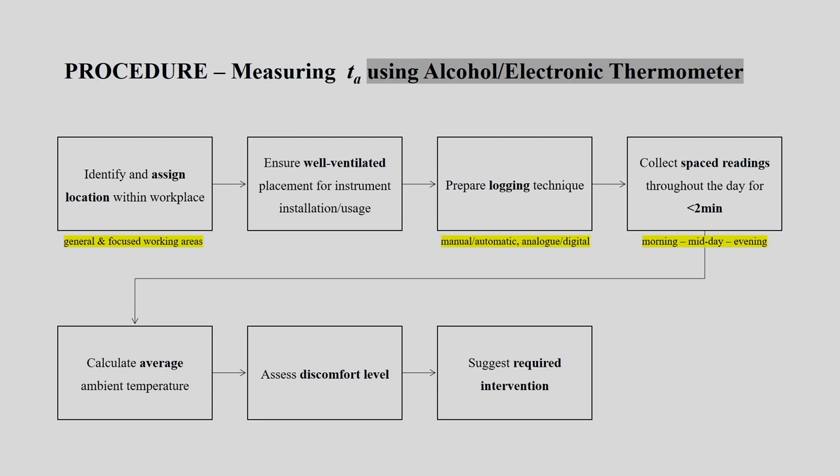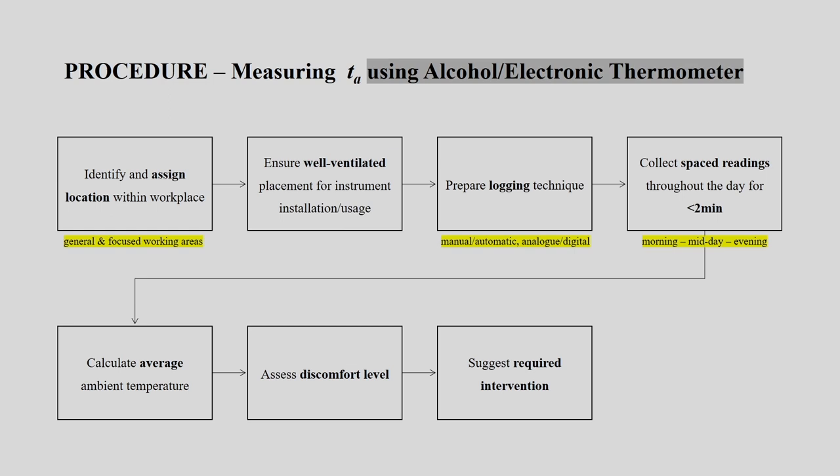Okay. In the third stage, you have to prepare the logging technique. Logging technique means how you are going to measure it. Sometimes we do manual or automatic, sometimes we have analog or digital system. So how you are going to collect your data, that you need to decide. It's absolutely based on the type of instrument you have. Okay. In the fourth stage, you have to collect the spaced readings throughout the day, maybe at intervals of less than 2 minutes. So that way you can measure the reading.